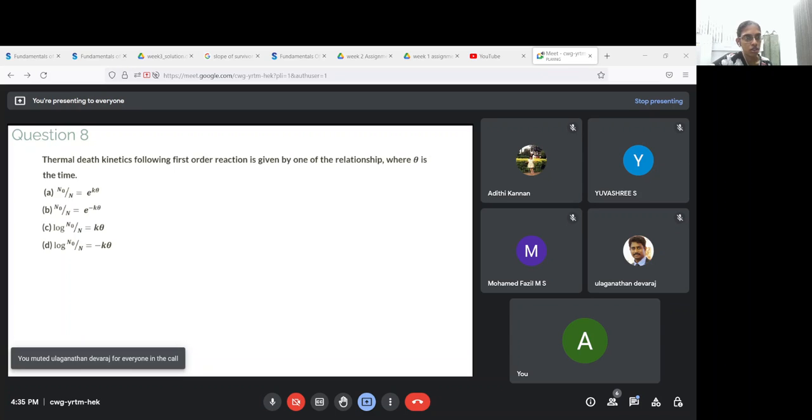Moving on to the next question. This is more of a fill in the blanks. The thermal death kinetics following the first order reaction is given by one of the relationships, where theta is the time in this equation. N naught is the initial microbial count, N is the microbial count at time t equal to theta, k is your reaction constant and theta is the time. So which one of these is the correct relationship? Any guesses? Any answers?